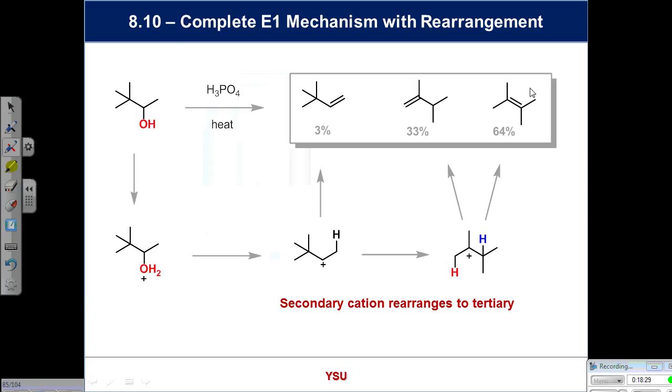So let's talk about some other examples. Let's work our way towards the end of chapter 8, which is all about deciding when what happens.